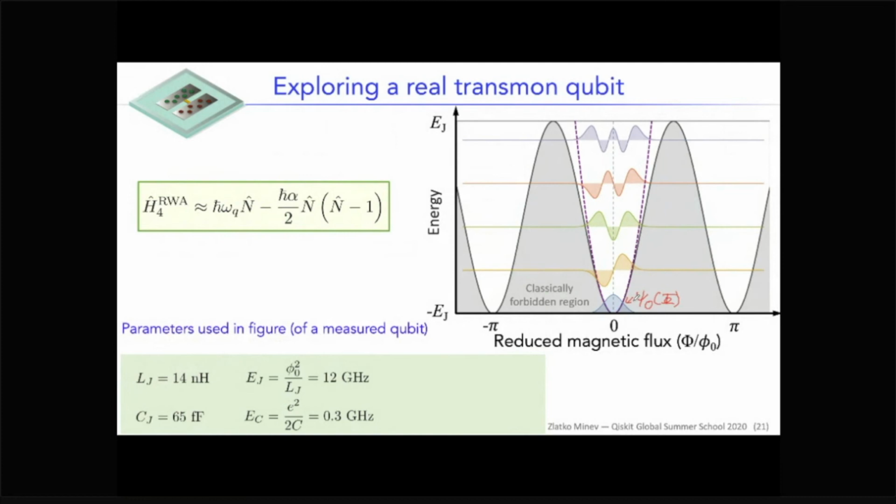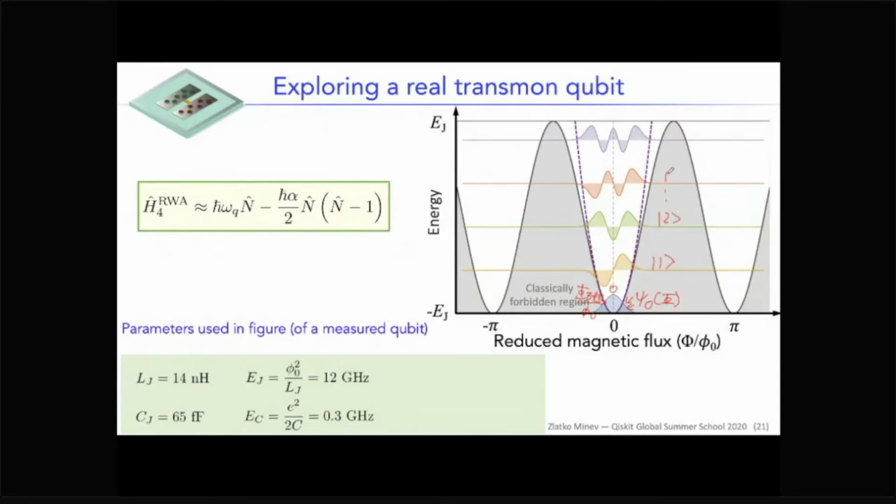Again, it has a mean position of 0, and it has a width, a standard deviation of phi ZPF. This amazing, very often appearing parameter. Of course, then this is the one excited state, two excited states, and so forth.